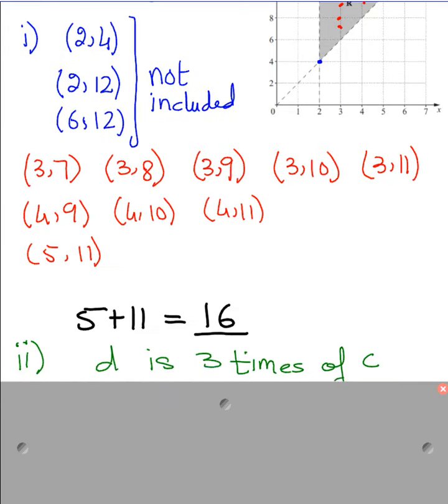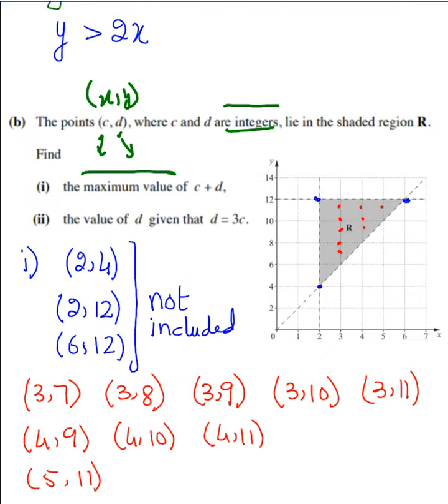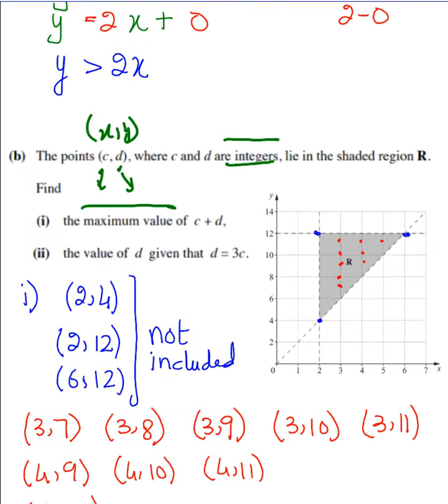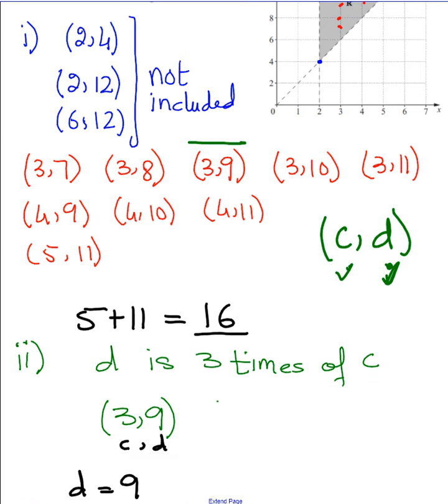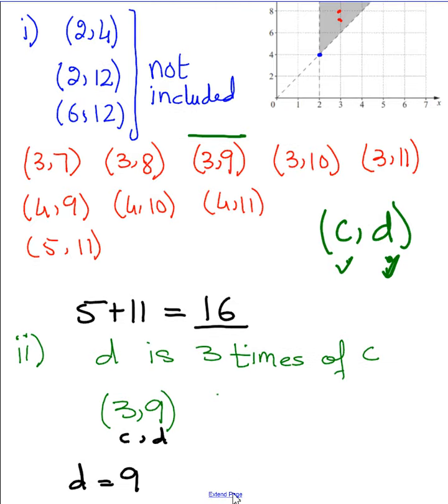Next part of the question was saying, find out d such that d is 3 times of c. Now the given point was (c, d). Now see, out of all these points, in which one is this 3 times of this one? Right, I'm repeating, this y coordinate is 3 times of the x coordinate. Very good, it is this point because 9 is 3 times of 3. So the value of d is 9. So you can easily tell here that the value of d is 9.